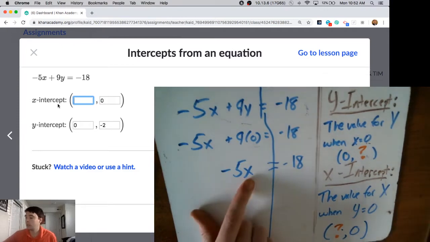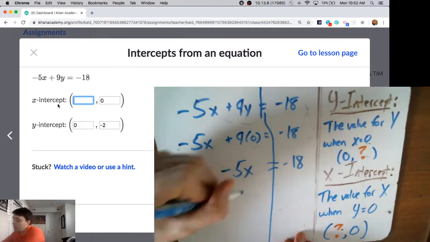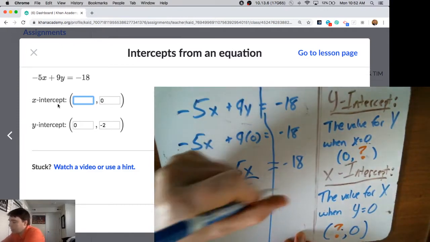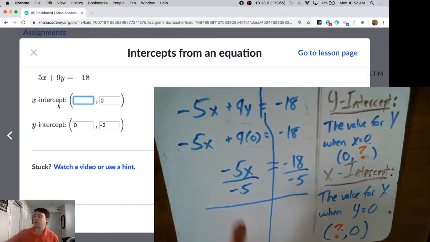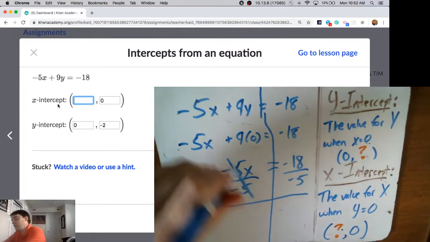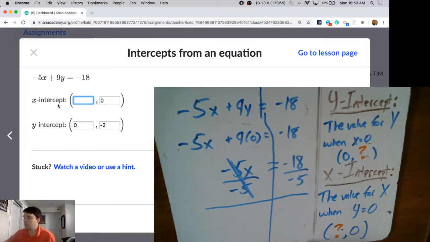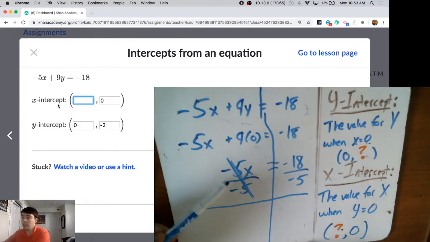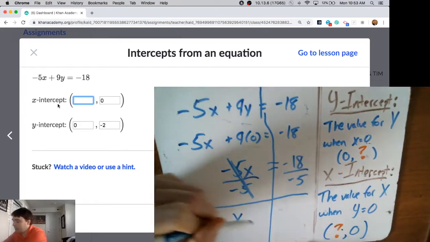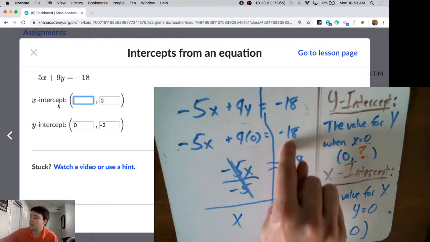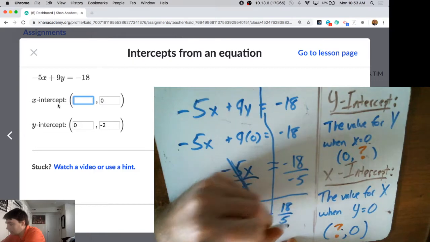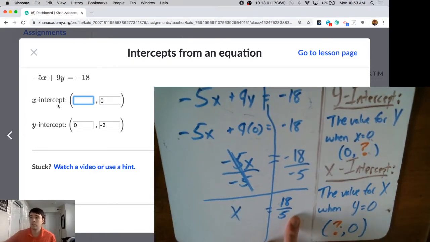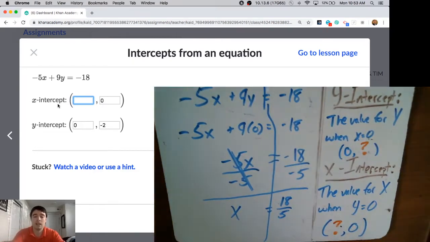I don't know what number times 5 makes 18, so I'm going to go ahead and divide both sides of my equation by negative 5. That's that inverse operation. The opposite of multiplying by 5 is to divide by 5. So I divide both sides by negative 5 to cancel out that negative 5, and that tells me x is equal, a negative divided by a negative is a positive, to 18 over 5. 18 does not get divided by 5 evenly, so I'm allowed to leave my answer as a fraction.